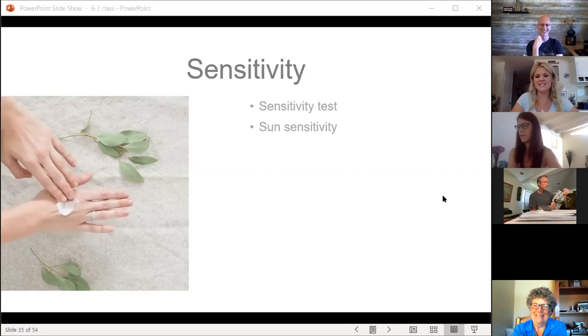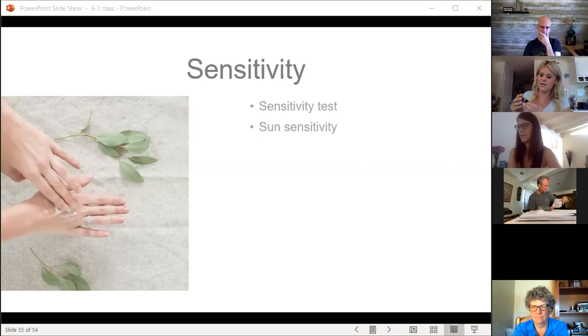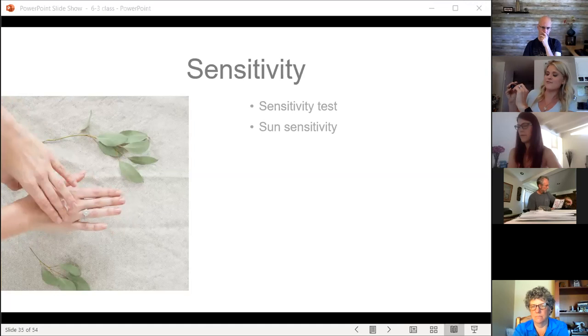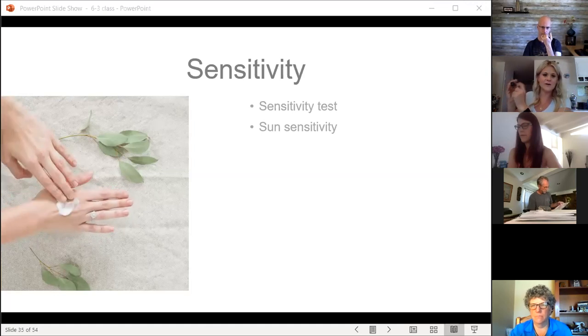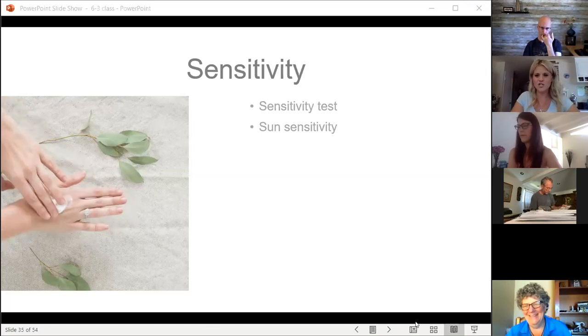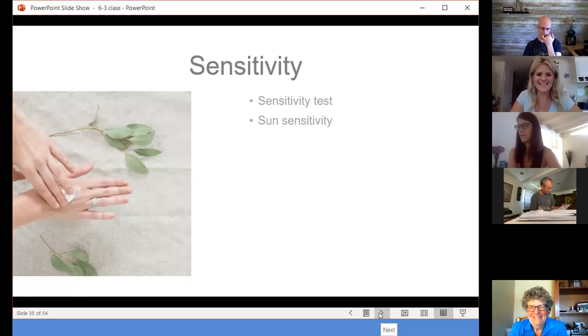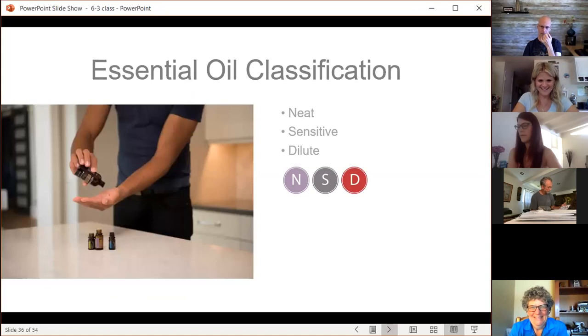But again, sun sensitivity and citrus oils: if you look at your essential oil bottle, it will say avoid UV rays for 12 hours after applying product. If it says that on your bottle, please follow the instructions. Sometimes you can't fix stupid, right?